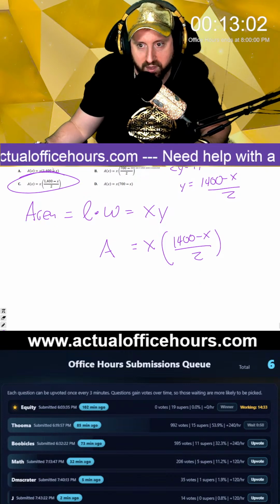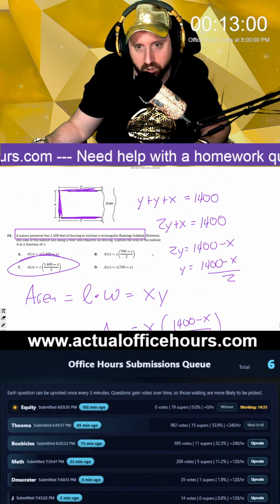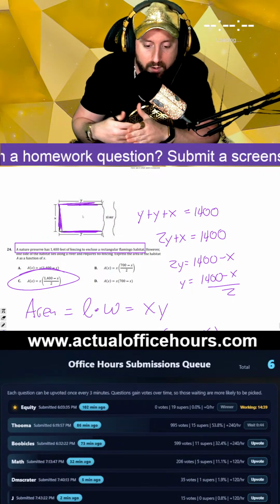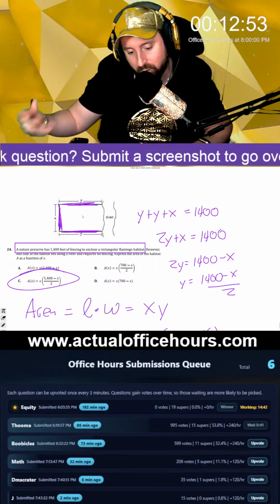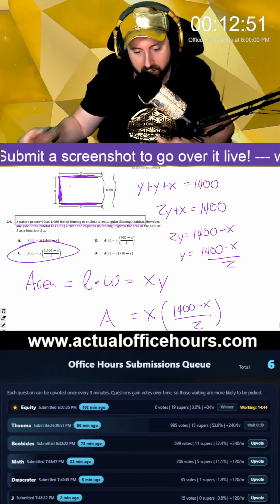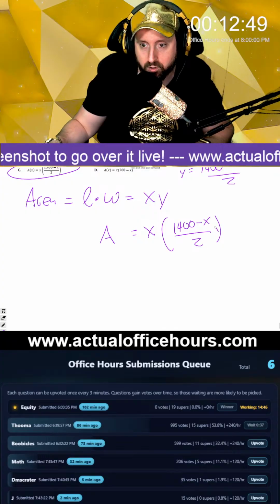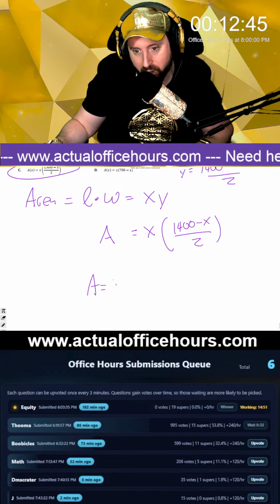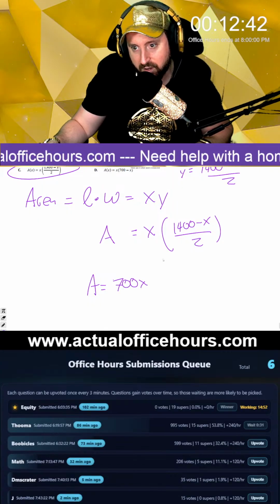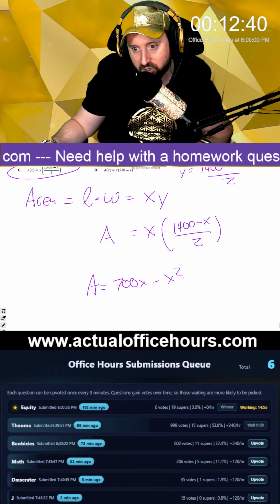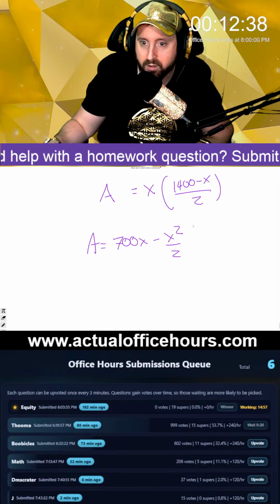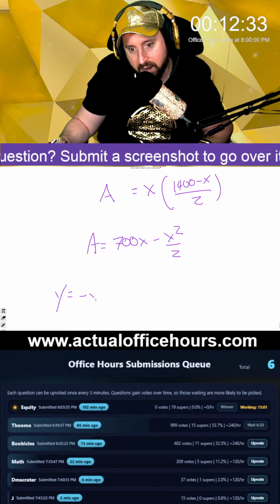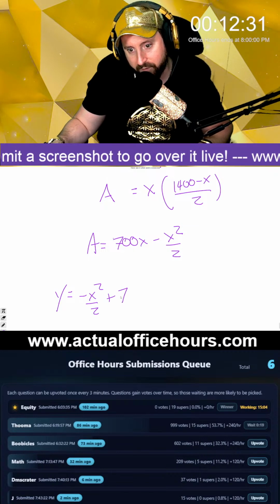The reason why they do this is you're eventually going to want to maximize and figure out what dimensions would maximize the area for this and which ones would give you the least area, in terms of length and width. If you were to expand this out, you would get A is equal to 700x minus x squared over 2. This is a cool looking function, right? Let's say you have y is equal to negative x squared over 2 plus 700x.